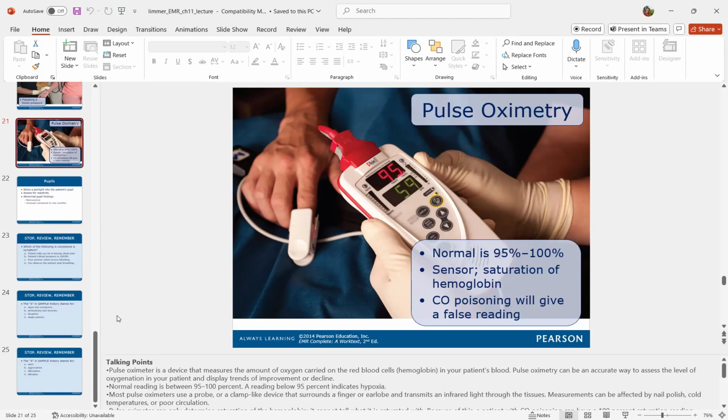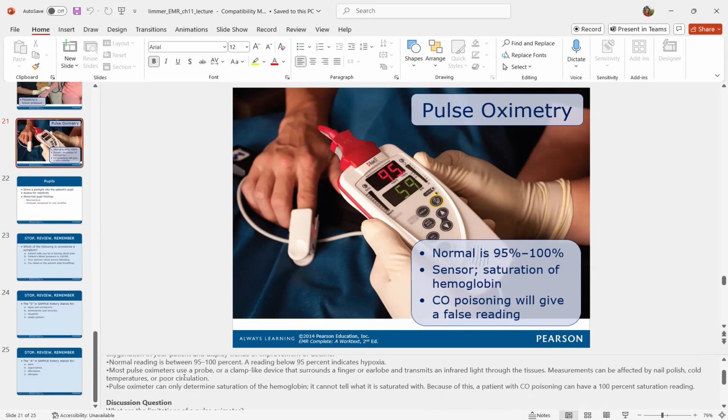Most pulse oximeters use a probe or clamp-like device that surrounds a finger, like as in here, or it can attach to an earlobe as well. And they transmit an infrared light through the tissues. Measurements can be affected by nail polish, cold temperatures, or poor circulation. So if you're not getting a good reading, we might have to warm their hands up.